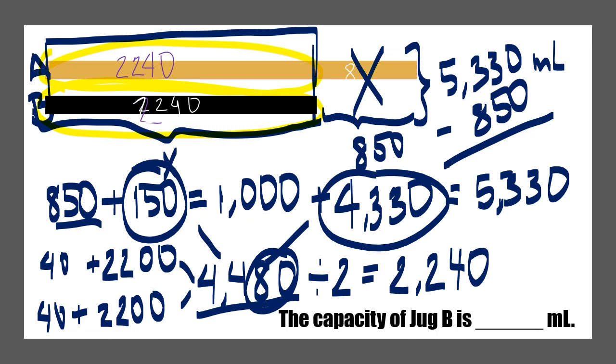Then if this is 850, if you put those three parts back together, you're going to get back to this amount, the 5,330. So we know that jug B holds 2,240, and we were working in milliliters, so we can record that here. 2,000, oops, need a different color.